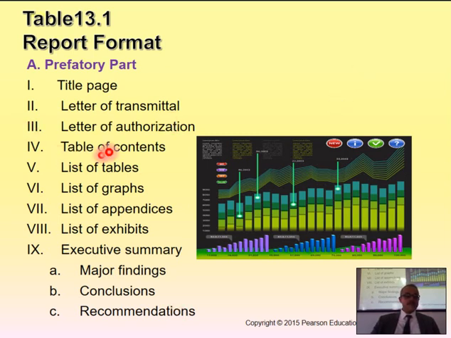Table of contents, list of the tables, if you have any tables, list of graphs, list of appendices. Do you know what's an appendix? It comes at the end, more like an attachment of the report. List of exhibits, if you have any exhibit. Executive summary: major findings, conclusions, and recommendations.